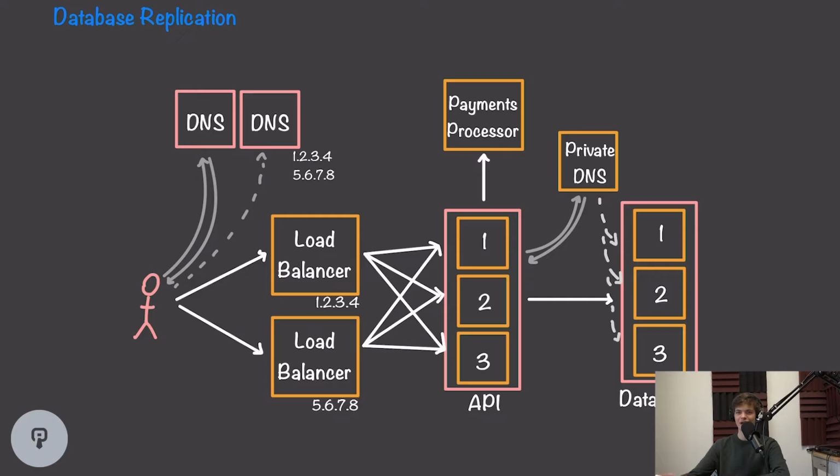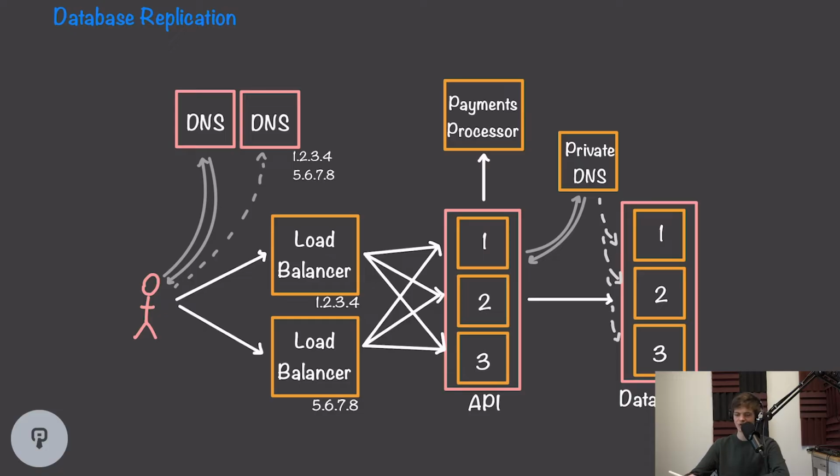The result of having these copies of the database means that our API can then access any one of these database nodes and get access to the data that it's looking for. This has the advantage of both fault tolerance and distributing the read capacity of our database. In order to enable our API to know which database it should access, we're going to use some sort of private DNS system or a service discovery system.